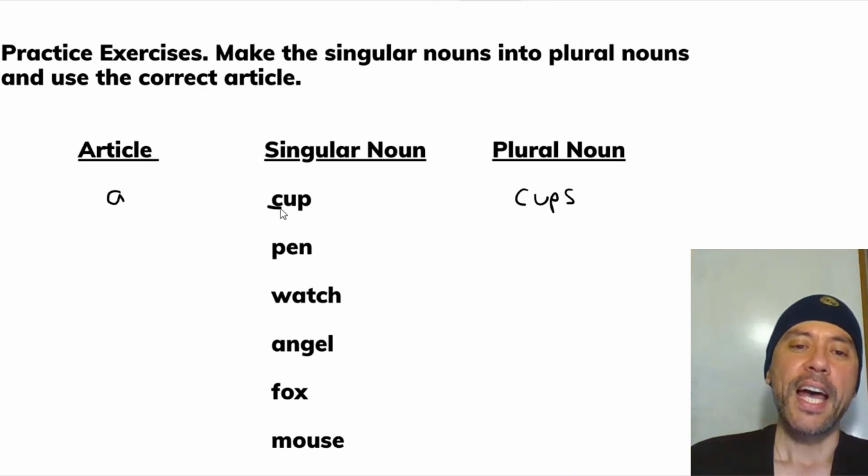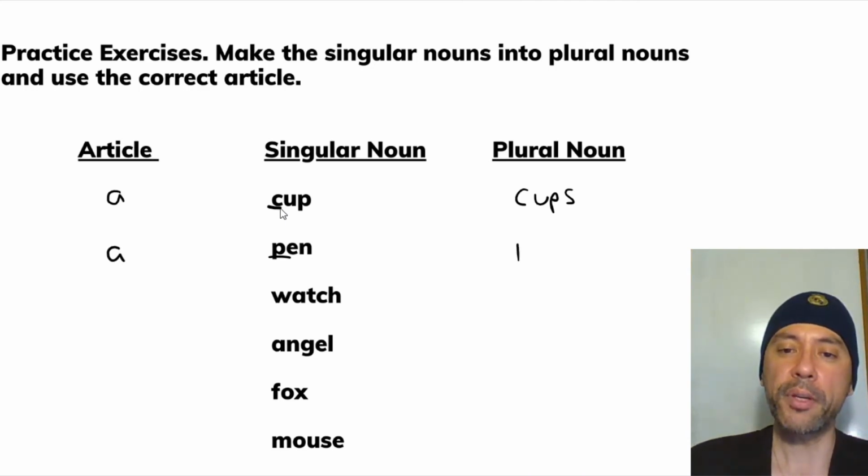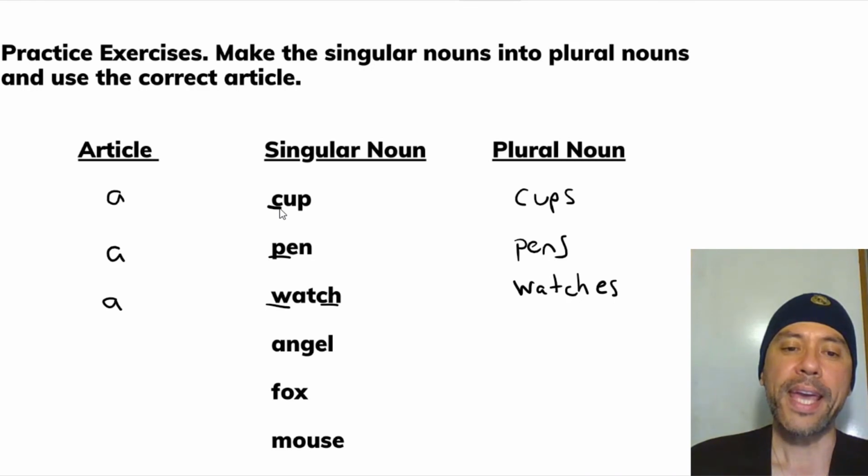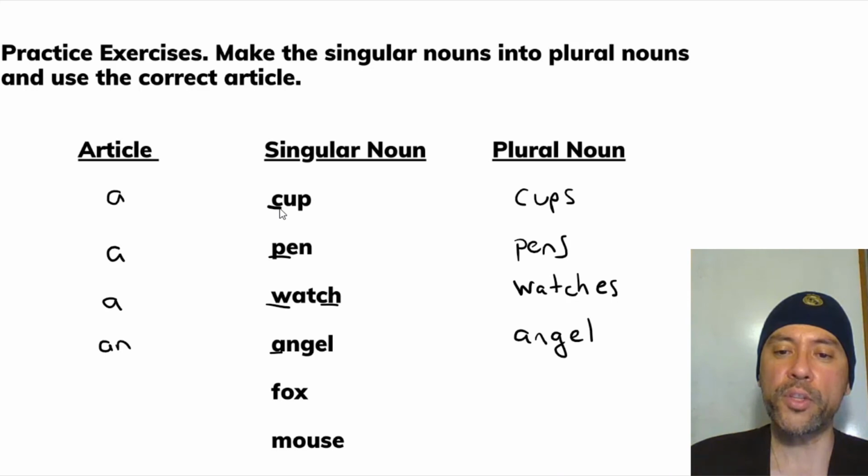All right, let's look at the next one. So pen, consonant, a pen, plural, I'm going to add S. Okay, now this one ends in CH. So watch ends in CH. And here to make plural, I'm going to write watch and add ES, watches. Okay, angel begins with a vowel. So for vowel, we're going to put an angel. And here, the plural is going to be angels.